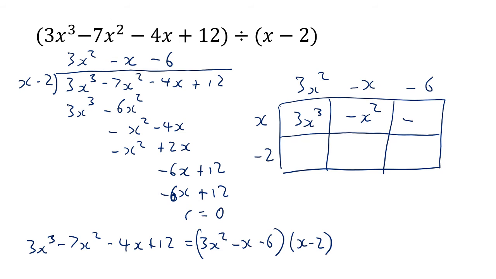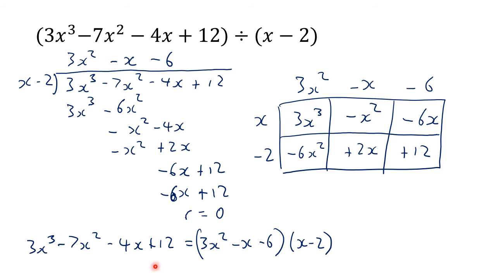X times minus 6 is minus 6x. Then I'm doing the next row, so 3x squared times the minus 2 gives me this point. So I get minus 6x squared, then plus 2x, and then plus 12. So you can see when using this grid system, it's a lot easier to see which terms you're doing and make sure you don't miss any.